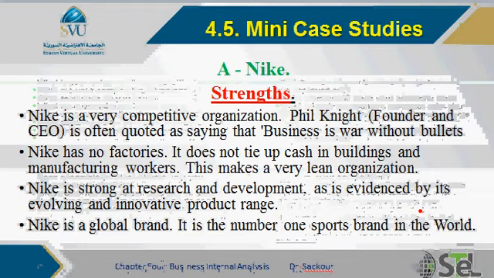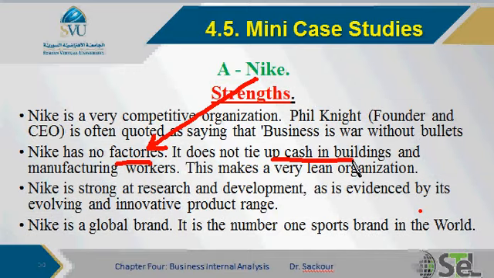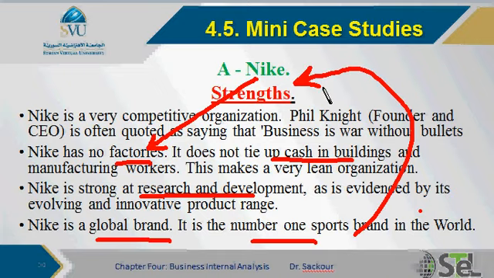Let's have some cases. For example, Nike, which is a very famous brand, has no factory. Nike doesn't tie up cash in buildings and manufacturing workers. Nike is strong at research and development. It's a global brand, maybe the number one sports brand in the world. All these are strength points.